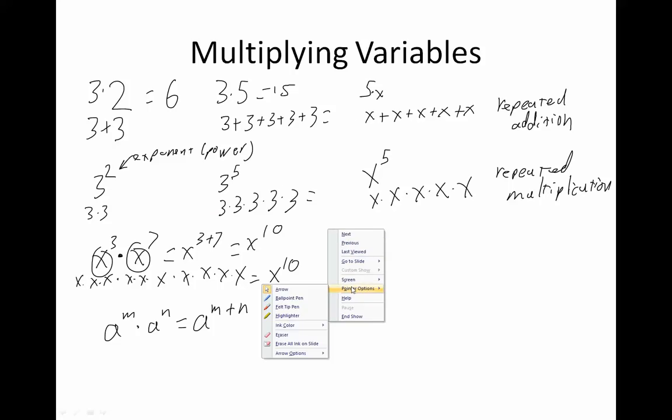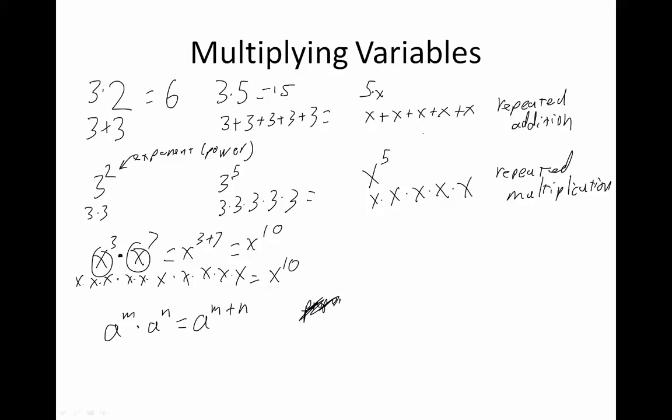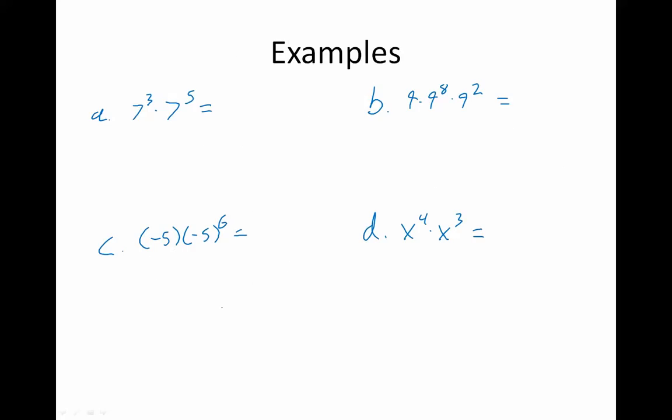The product of powers property is what we call this thing, and all it tells us is that if I'm multiplying two things of the same base, I simply add the exponents together. So we can use that property to do some examples.